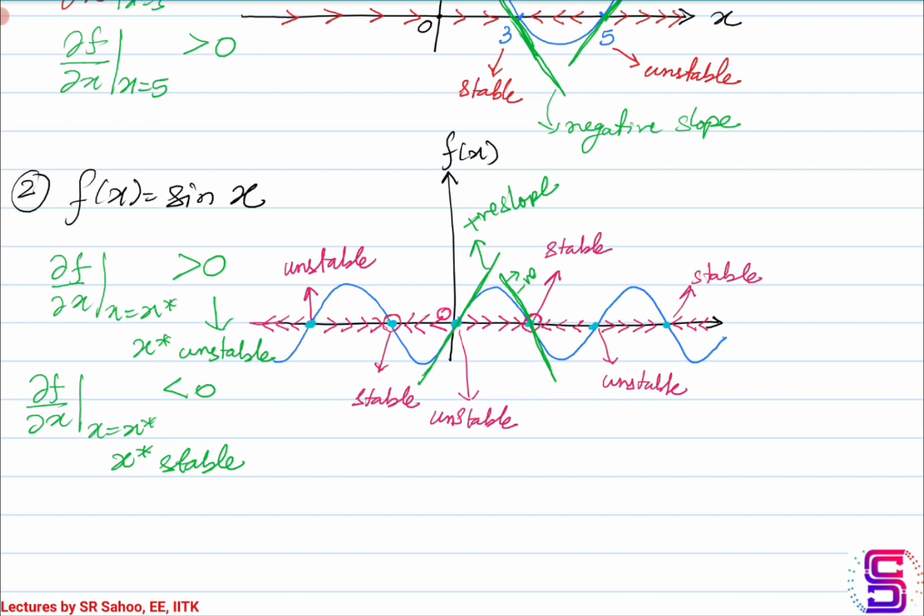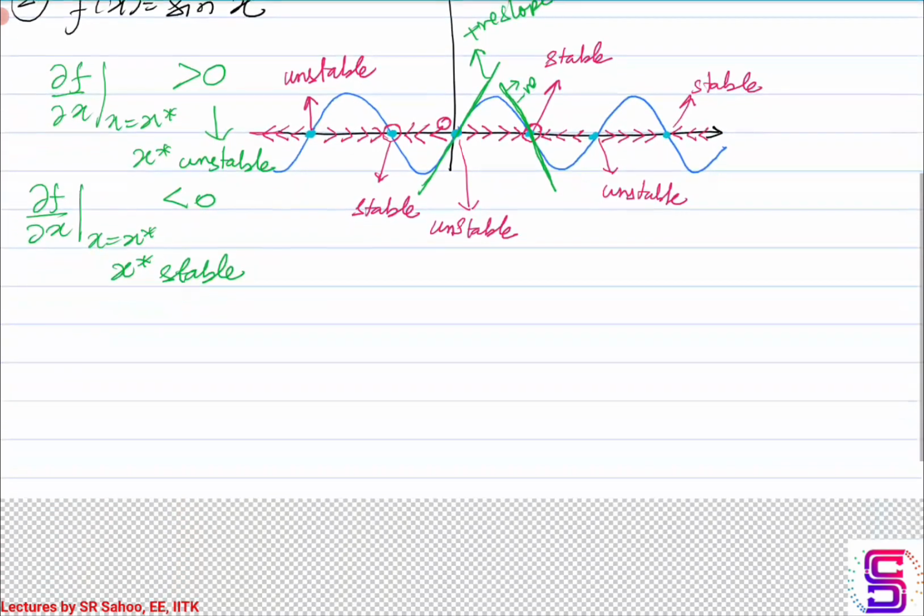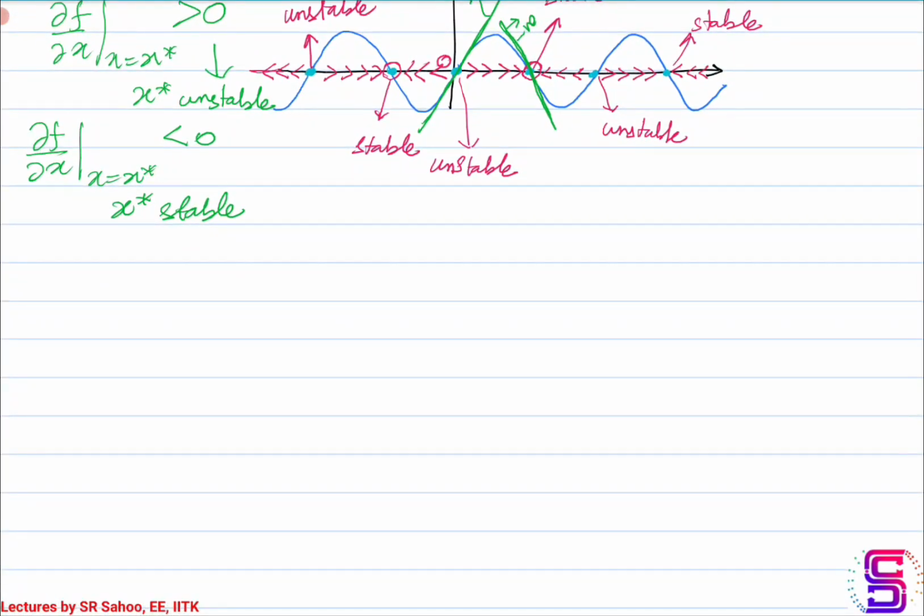Okay, but now what if the value of del f by del x is 0? We've seen the cases when the slope is either positive or negative. So basically, the slopes are non-zero, the evaluated slopes of f with respect to x. Now, what if the slopes are zero?